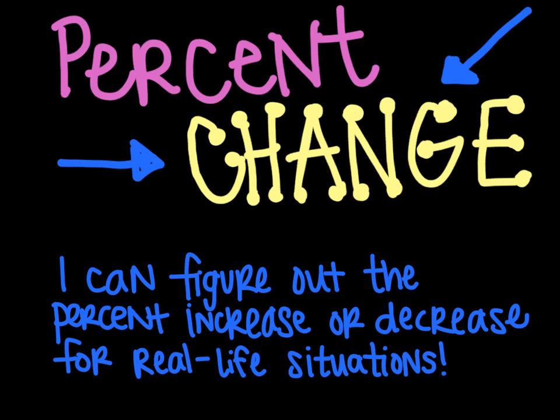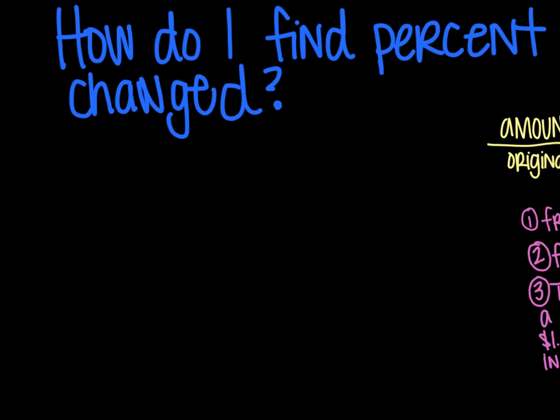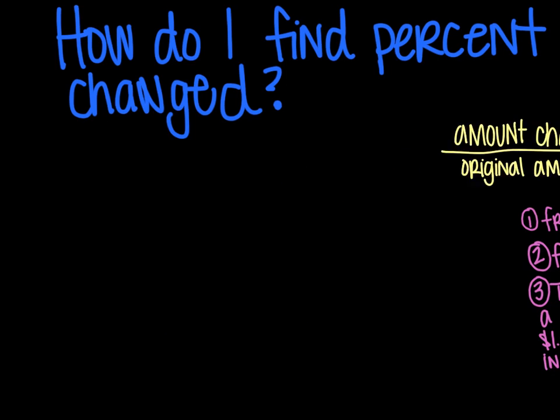The key word there is in fact change, okay? Change in math means that there is something happening, you're actually subtracting. So change is subtracting. That means we're going to be using subtracting to solve these problems. Your I can statement is I can figure out the percent increase or decrease for a real life situation. How do I find the percent changed is your question.